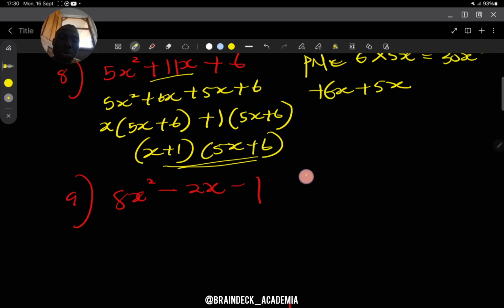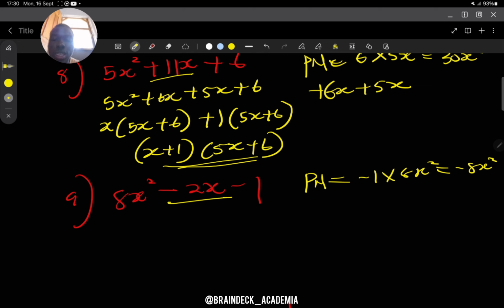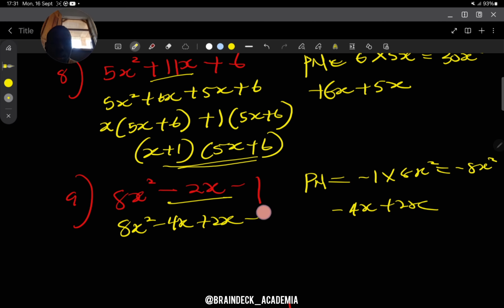Now the last example is Pn. Our product number is negative 1 times 8x squared. That will give you a negative 8x squared. Look for two numbers that if you add or you subtract them, it will give you negative 2x, two integers. So I can make use of negative 4x plus 2x, right? And that will give me negative 2x. Multiply these two to give me minus 8x squared. So 8x squared minus 4x plus 2x minus 1.